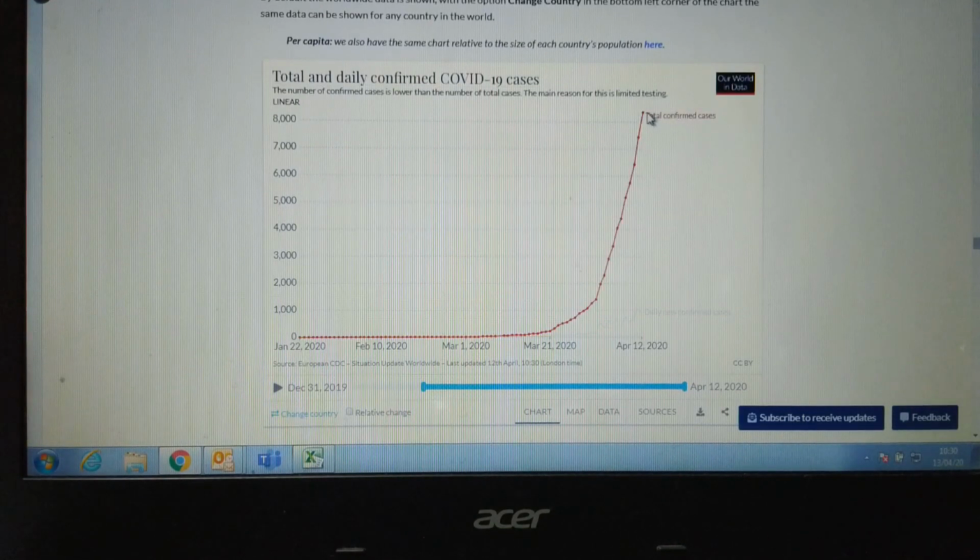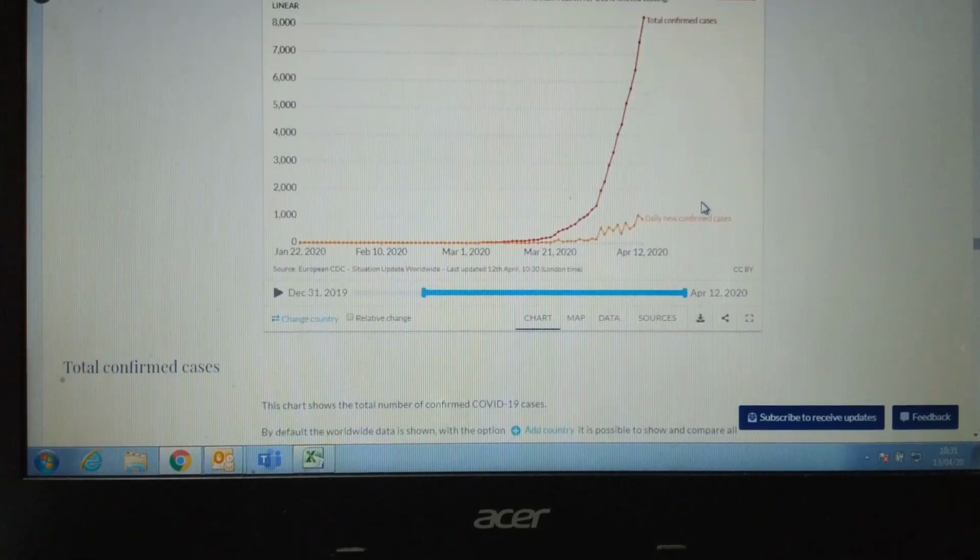So total confirmed cases is right now around 8,000, and daily new confirmed cases we are getting around 700, 800, 900. These numbers we should keep constant. Then only this will be tapered. Otherwise, we are going to see a bad situation.